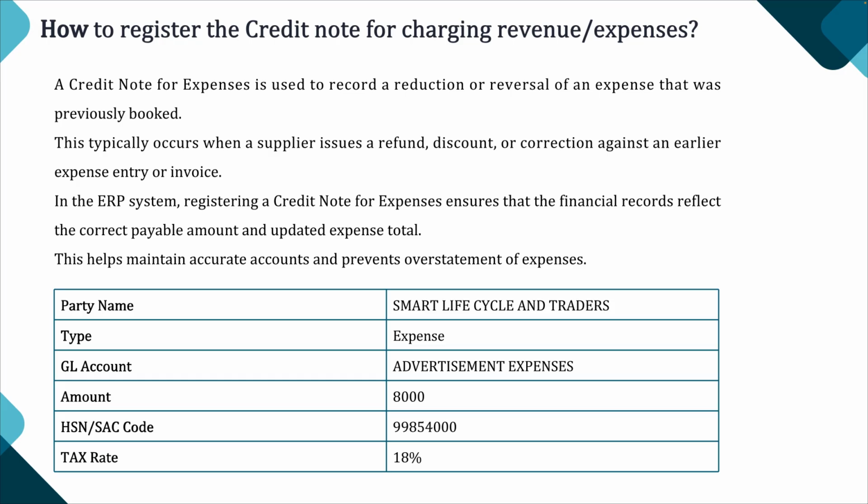Let us take one example. Party name as Smart Life Cycle and Traders. Type as expense. GL account as advertisement expense. Amount 80,000. HSN or SAC code 99854000. Tax rate as 18%.